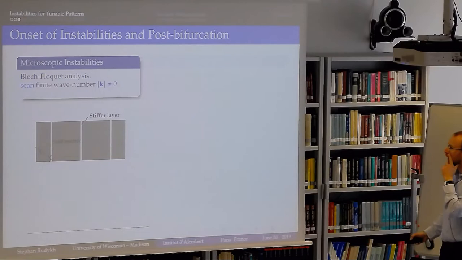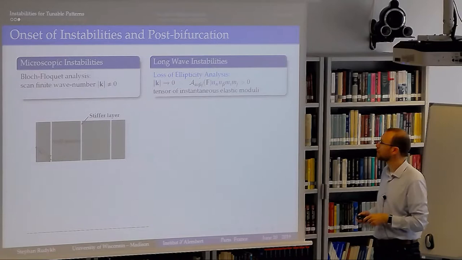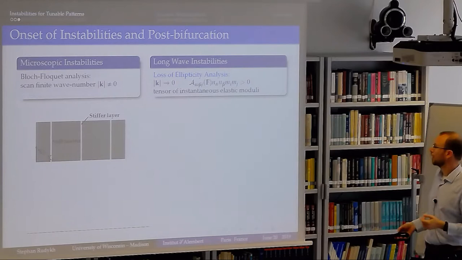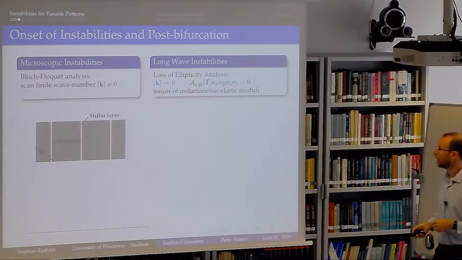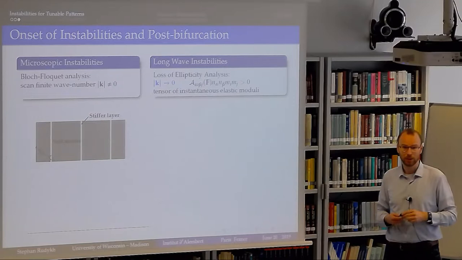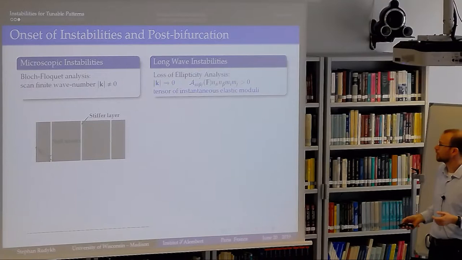And the special case for that would be the long wave type of instability, when you can just homogenize the properties of the material, and then that will be your limit. Here we'll of course agree with the analysis for Bloch wave. But the long wave, macroscopic instability analysis would be more effective and easy to perform once you obtain the tensor of elastic moduli.